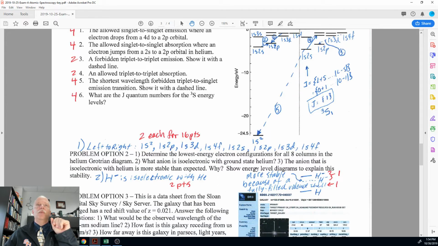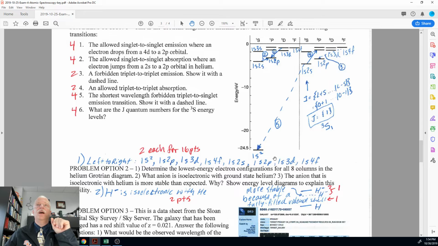Okay, problem option number 2. Determine the lowest energy electron configurations for all 8 columns in the helium Grotrian diagram. So here are 8 columns, and here are, left to right, all of the lowest energy electron configurations. So that just means this one's the lowest energy in this column, this one's the lowest energy in this column, and so on. So all of these bottom energy levels, what are the electron configurations for these? I show them up here on the Grotrian diagram, but I went ahead and wrote them here left to right.